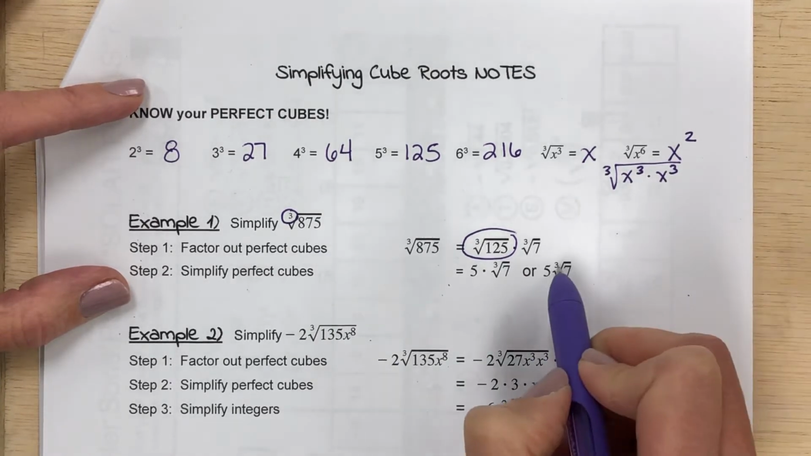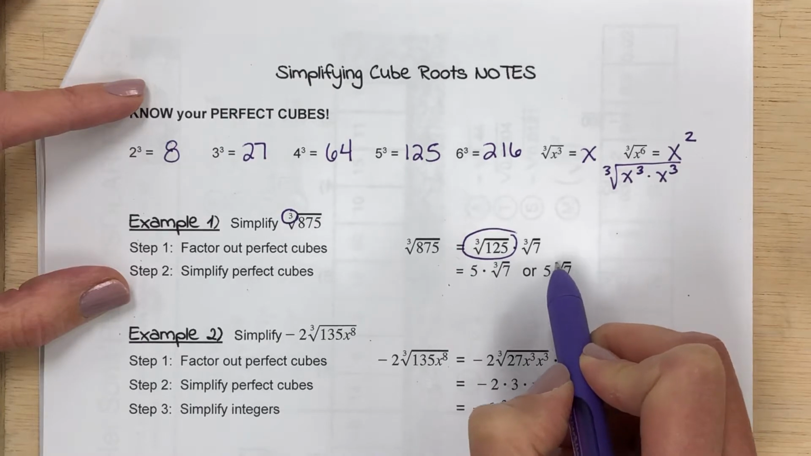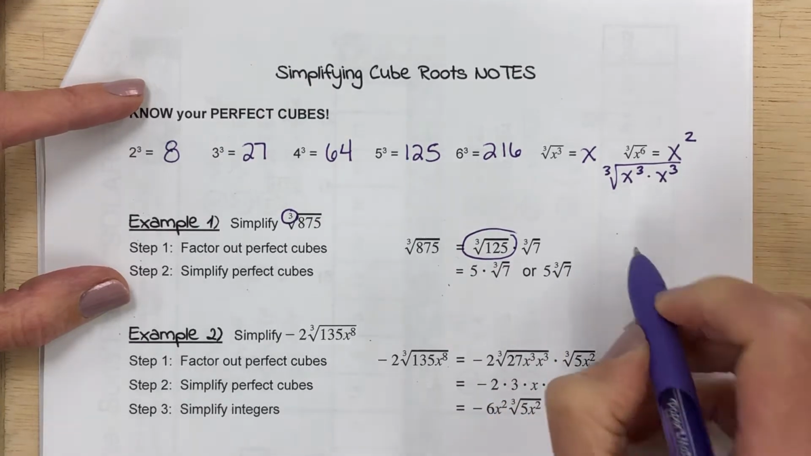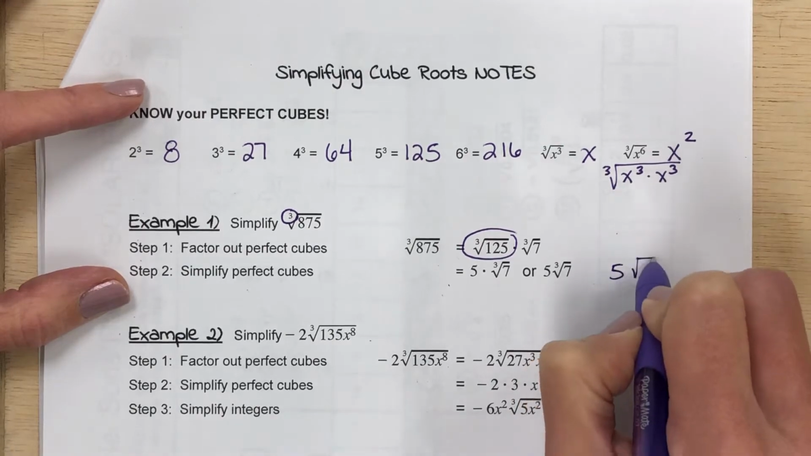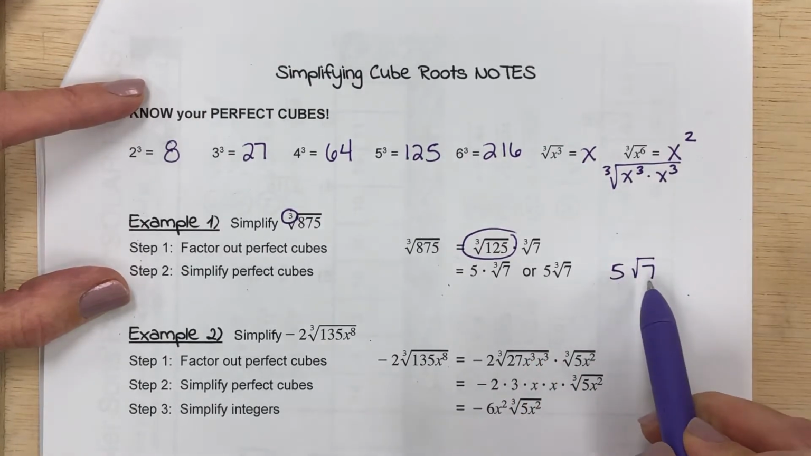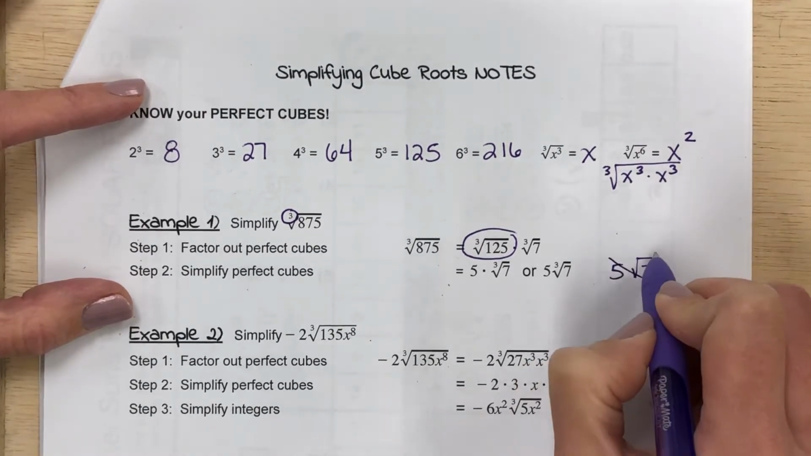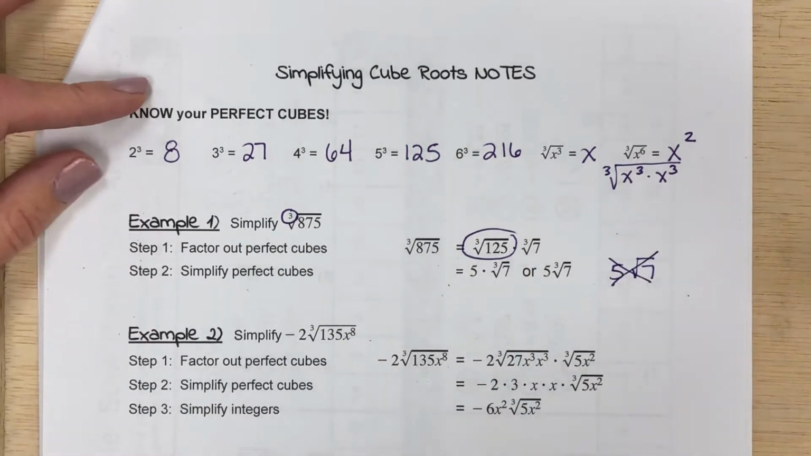Just a caution, make sure that you do include that cube root right there, because if you write this, that is saying 5 times the square root of 7, which is a very different problem.